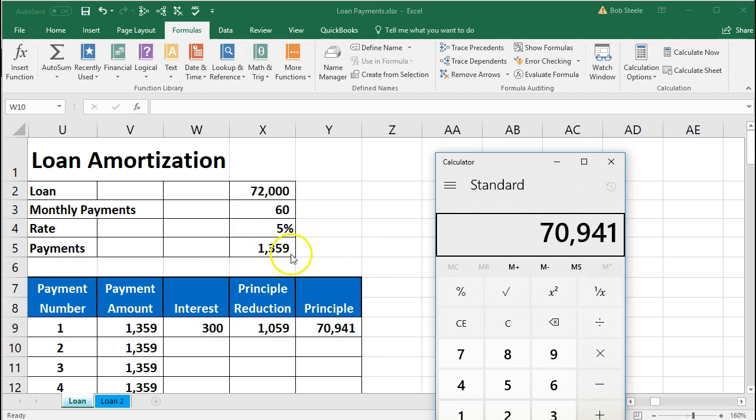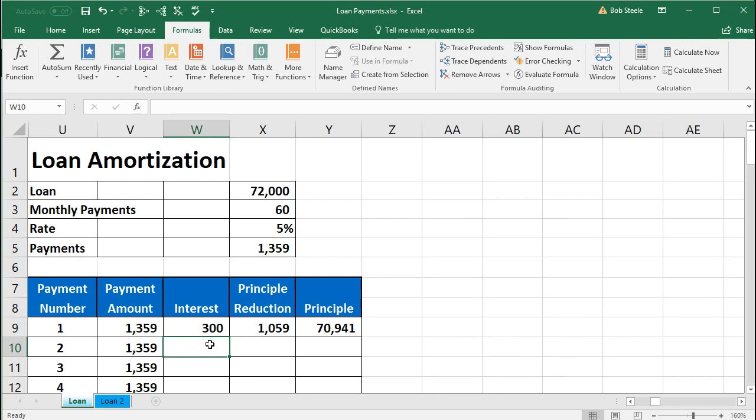The principal has been reduced. Times 5%, 0.05, gives us interest for a year, but we only want a month, so we'll divide by 12. That gives us the 295.5. We're going to round when we do that calculation to the nearest dollar. So it equals this amount times 5% divided by 12. Notice the interest amount goes down a little bit, but the payment is the same.